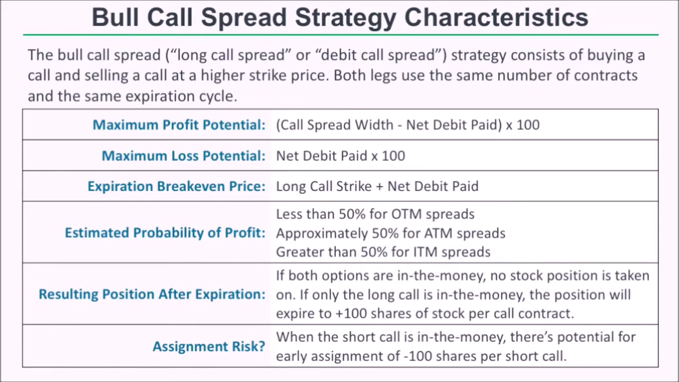Now, in regards to assignment risk, you can get assigned early on a bull call spread because a bull call spread has a short call position in it. So if the stock price is significantly higher than your entire call spread, there is a chance that you could get assigned on that short call.